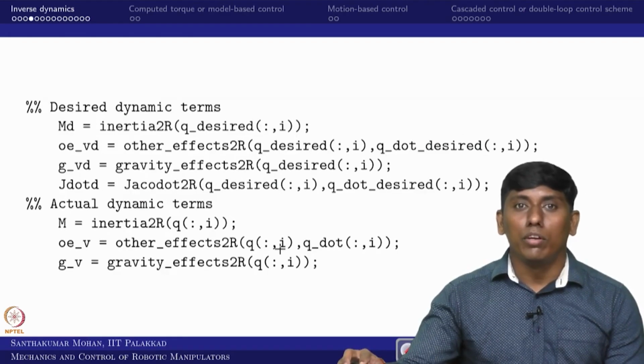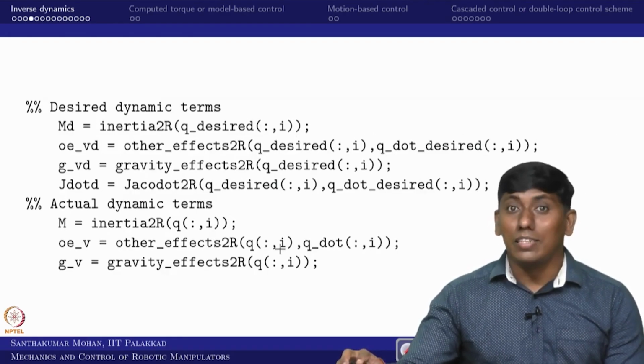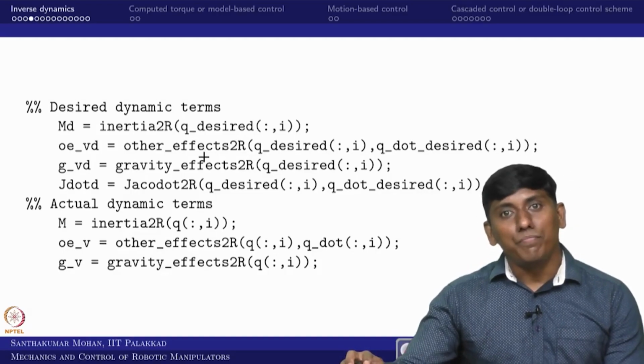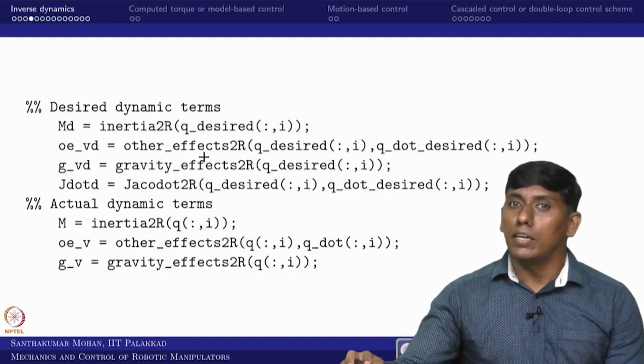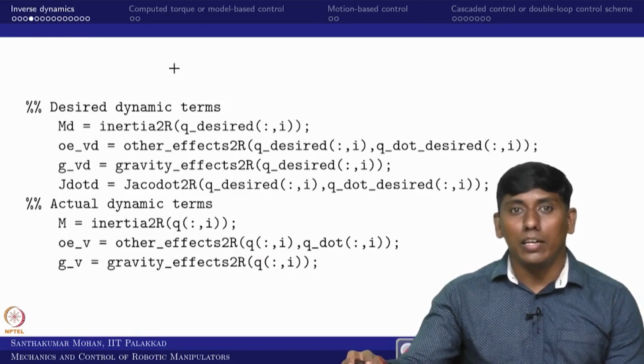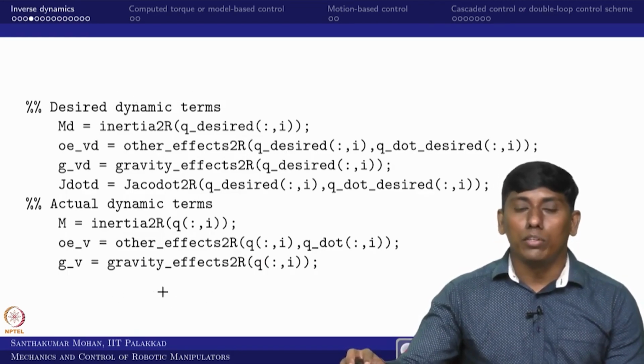After that we are going for the dynamic terms. Since it's inverse dynamics, we are trying to find out the desired dynamic terms, in the sense the inertia matrix based on the desired value. Similarly, other effects due to the desired value and gravity due to the desired value we calculated. Similarly, the actual values for the simulation.